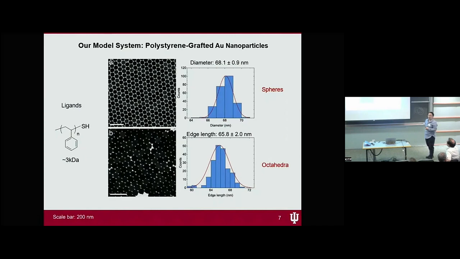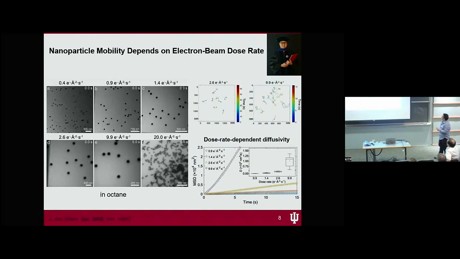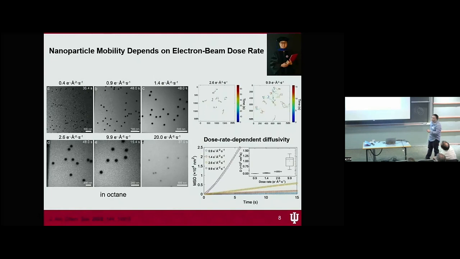Okay, this work was led primarily by my graduate student, Ya Xu, who recently graduated. Here I showed 6 independent experiments using the exact same particle, polystyrene coated gold spheres. The only difference is the electron beam dose rate. As you can see, at the very low dose rate, the particle barely moves.